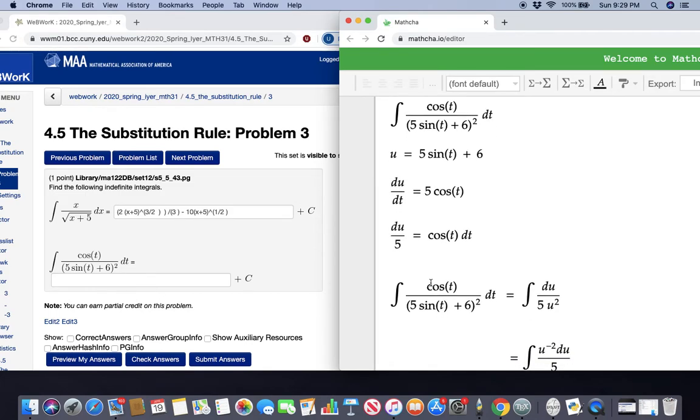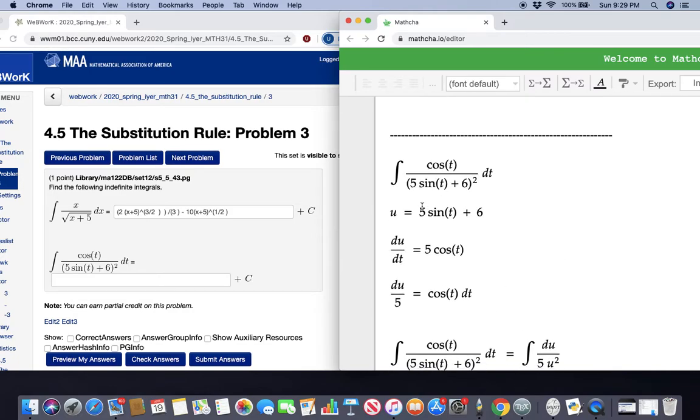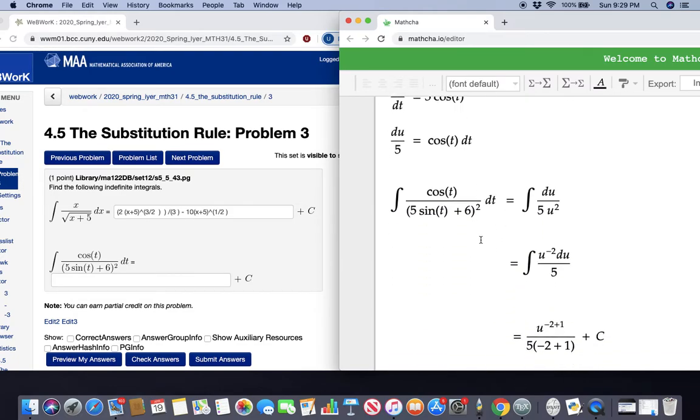Once you have this, integration cosine t over 5 sine t plus 6 quantity squared. This was u. So what about cosine t dt? Cosine t dt is du over 5. So du and this 5 is from here. This 5 is not showing up. This 5 is absorbed in the u. So once you are here, bring the u upstairs, power negative 2.